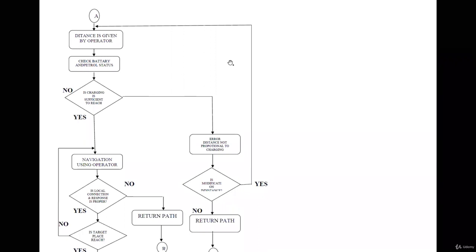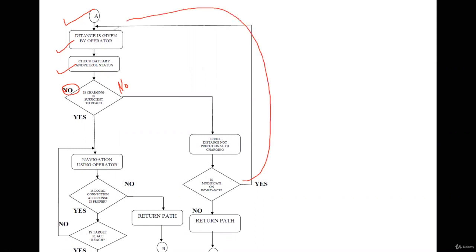Okay, so let me explain one by one what is happening over there. If the distance is given by the operator, check the status. If it is sufficient, then it will start executing the command navigation by the operator. If the distance provided is not sufficient, then it will say error, it is not possible. Do you want to modify the distance? It will ask the operator. If no, then it will go to the return path algorithm.